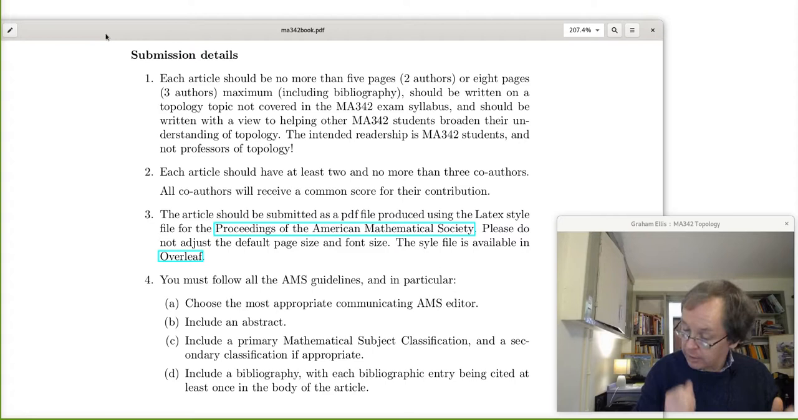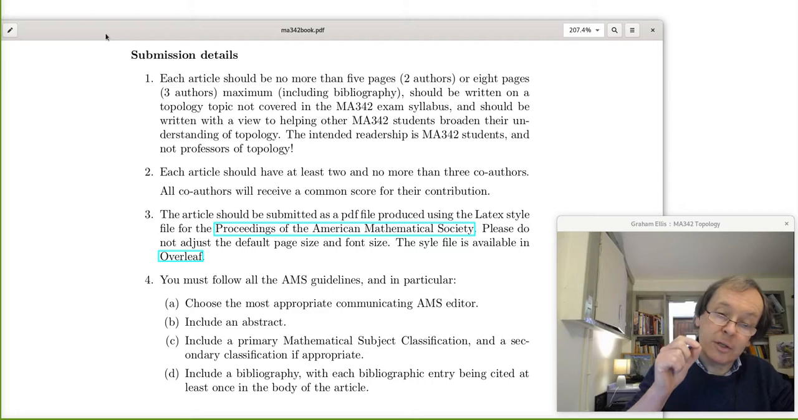So what I'm insisting is that you go to the Proceedings of the American Mathematical Society, you find it online, and you look at what you have to do to submit an article to the Proceedings, and you have to follow the guidelines to the letter. If you don't follow the guidelines to the letter, you'll lose marks.